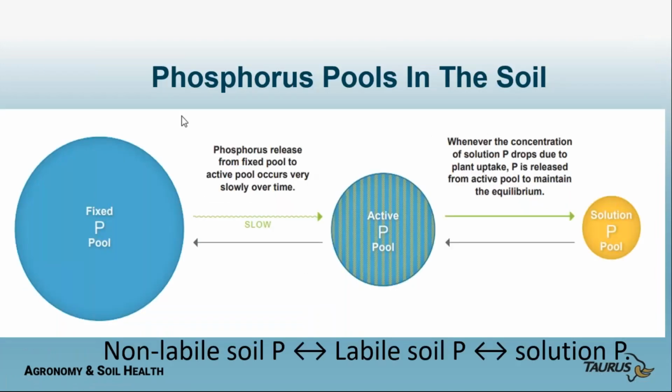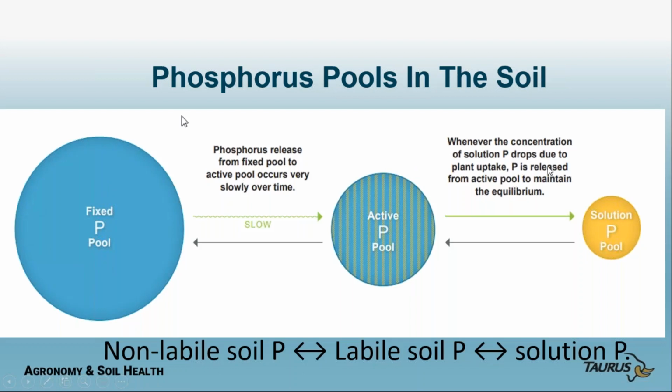So here's the last slide. So here's what happens. We have this large fixed pool of phosphorus that's tied up, called non-labile. The phosphorus is released slowly into the active pool, and then some of it is tied up. And then as the plant picks up this phosphorus from the soil solution, the active pool releases some, and some of this gets tied up. So this whole process is going on all the time, from the fixed to the solution with an intermediate.